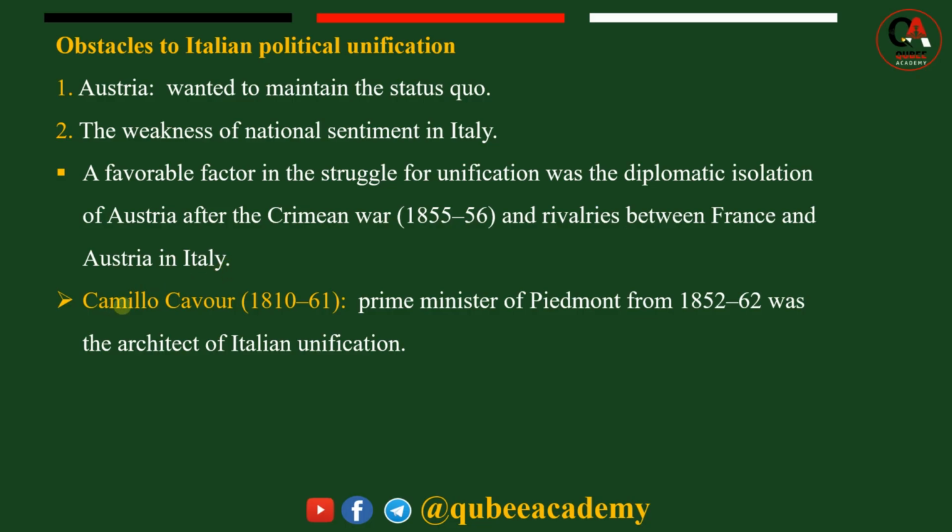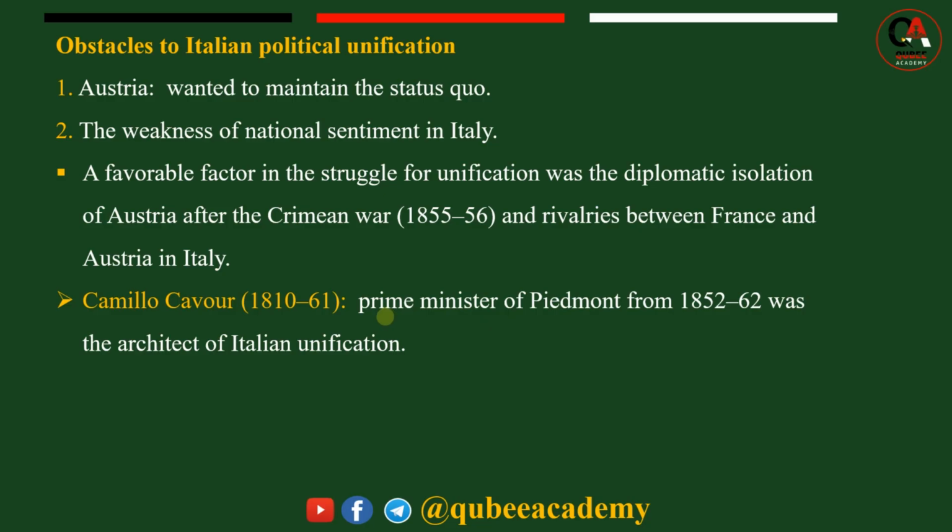So the nationalist Camillo Cavour came to power as Prime Minister of Piedmont from 1852 up to 1862, and was the architect of Italian unification. First, there is Victor Emmanuel II, King of Piedmont, and Cavour, also Prime Minister of Piedmont. They are different, and we see two great figures.